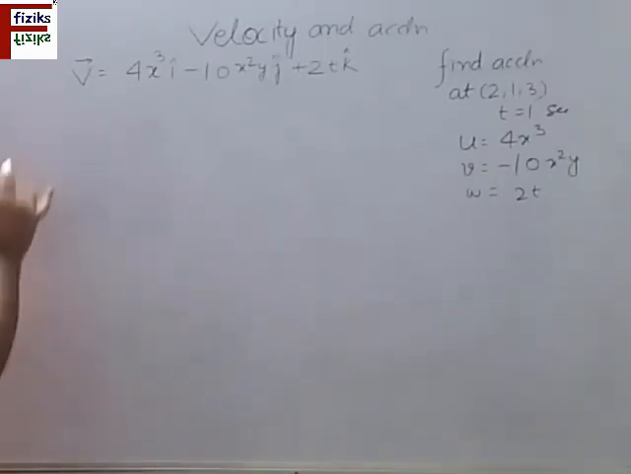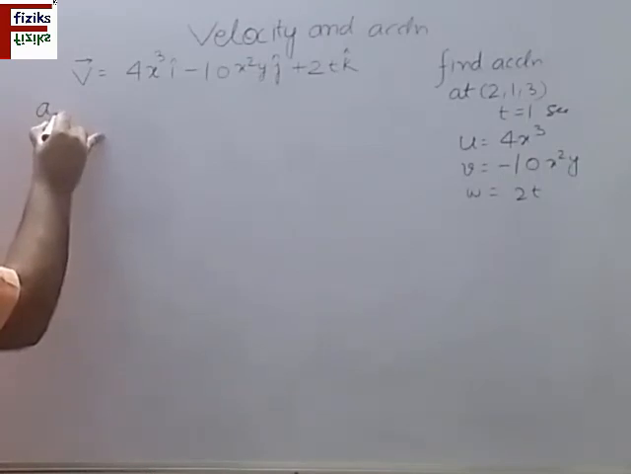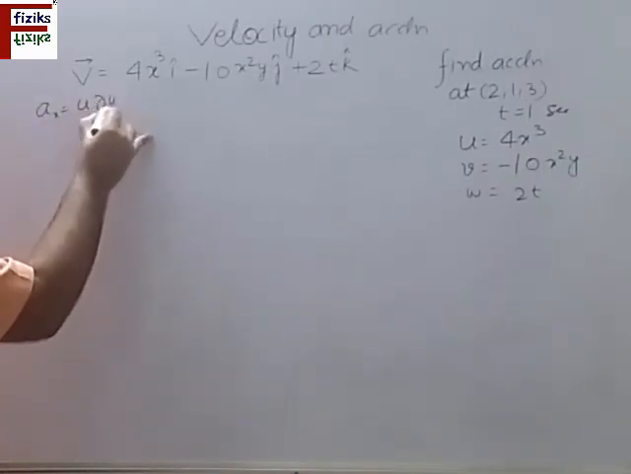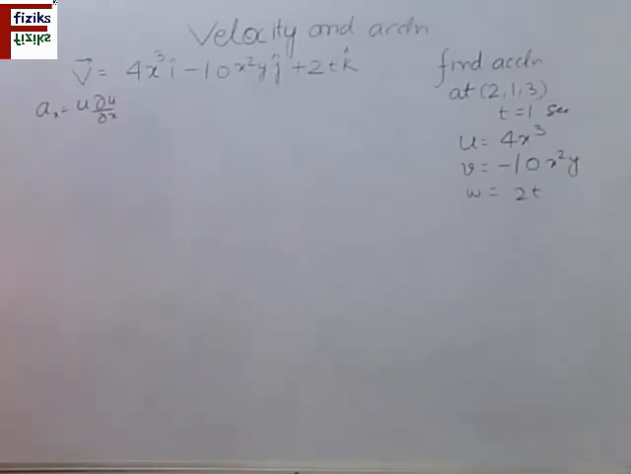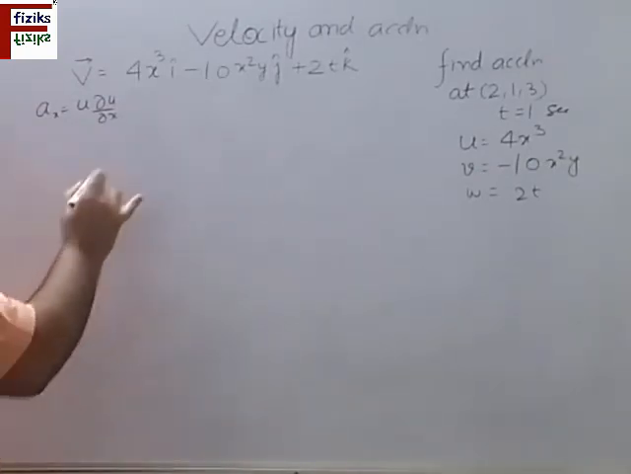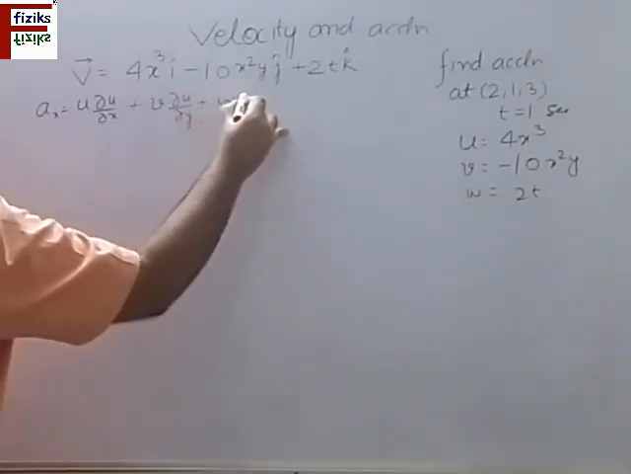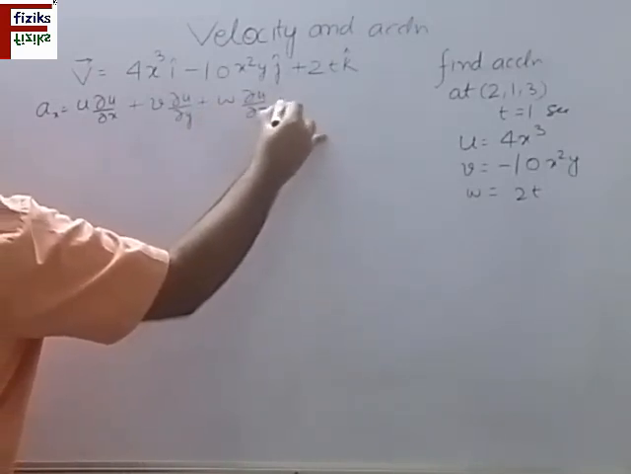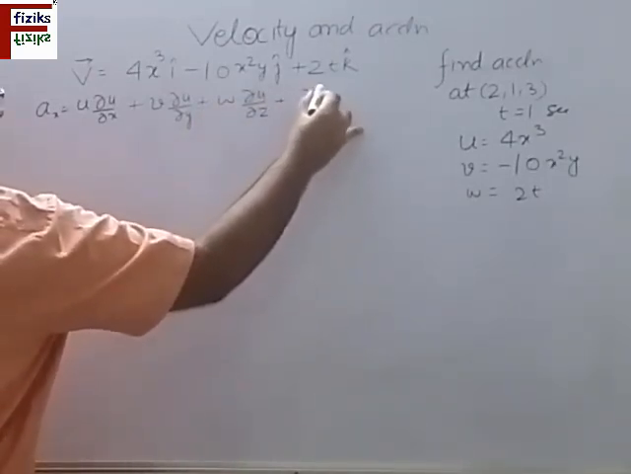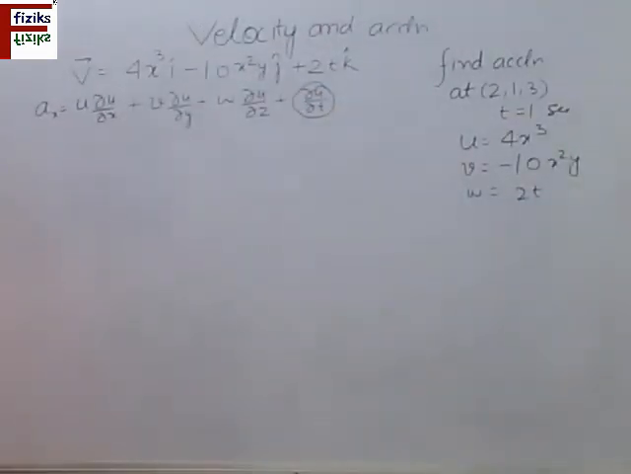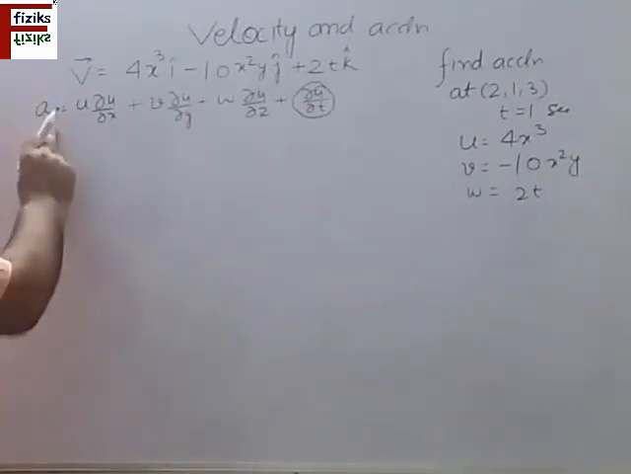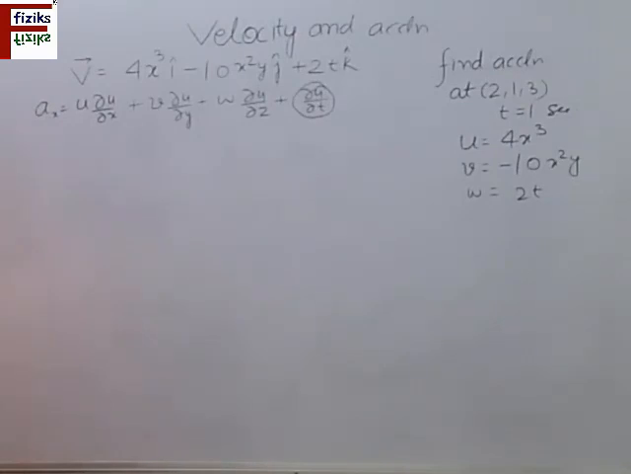So we know that the acceleration in x direction is u ∂u/∂x, which shows the convective acceleration, plus v ∂u/∂y plus w ∂u/∂z plus ∂u/∂t. This can also be written as du/dt in the limit. Similarly, you can write the terms for y and z direction for acceleration and then find the values using these equations. So I will calculate this.